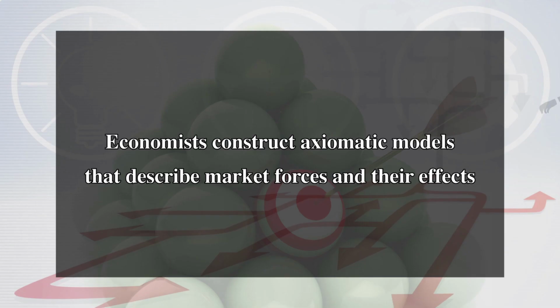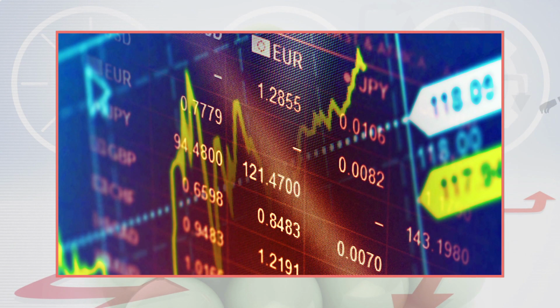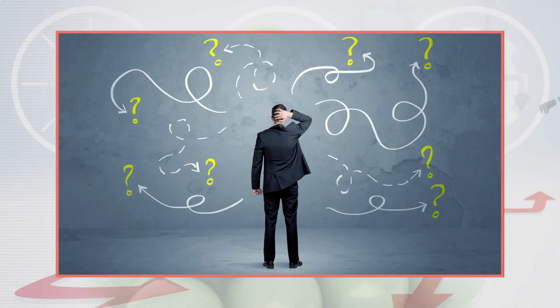decide. Economists construct axiomatic models that describe market forces and their effects. Operations researchers model problems encountered in specific enterprises. Applied statisticians analyze data in order to describe the underlying system or infer characteristics of the system. And cognitive and applied psychologists examine the information processing tendencies of managers. We believe that managers who draw from all these approaches can make better decisions.